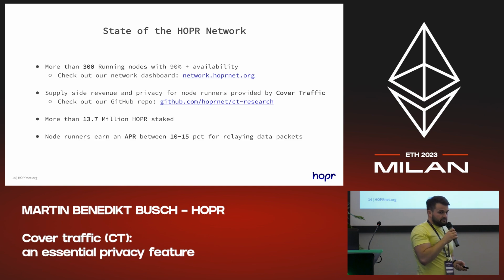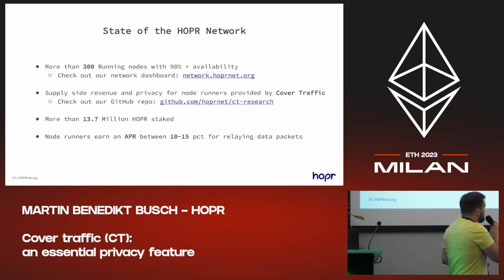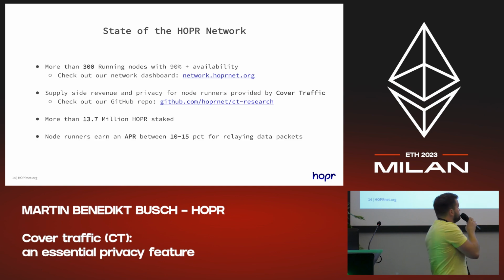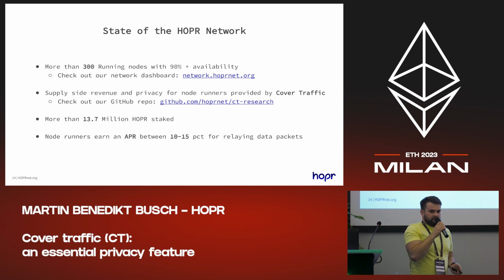Let me give you a brief overview of the current state of the HOPR network. Currently we have more than 300 running nodes with 90% availability in the network. You can check this out on our network dashboard at network.hoprnet.org. We have many more nodes waiting in the waitlist. So currently it's permissioned. We control a waitlist where we let nodes into the network because we want to scale the network slowly, to learn from the data and not run into scalability issues before really knowing that we can scale. But of course, the end goal is to have it completely permissionless.